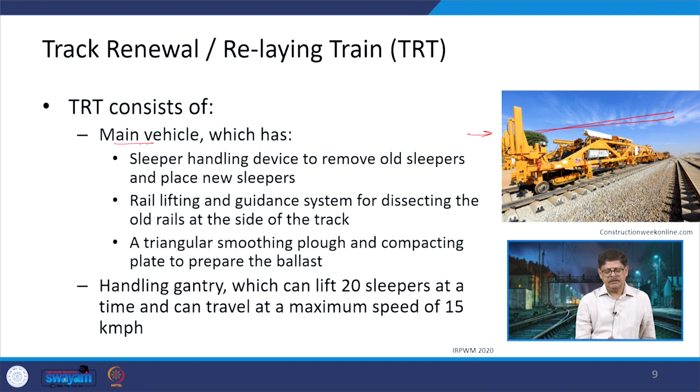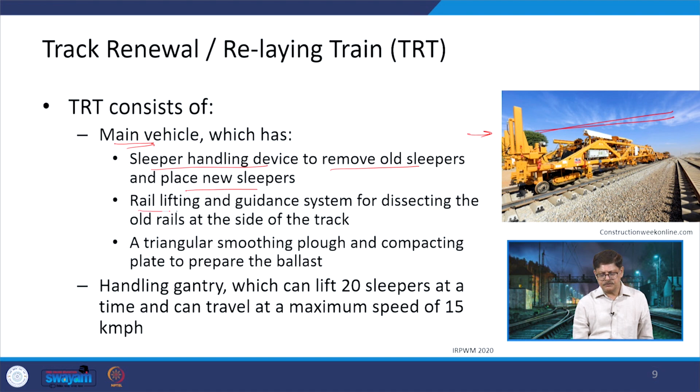It has a main vehicle which has a sleeper handling device. That means the sleepers will be put on this train, and then there is a device which will take those sleepers and put them in the particular location where they have to be placed in a square. In the case of a renewal, it can also take out the old sleepers, put them at the site, and the new sleepers will be placed in their place, and then finally the old sleepers will be taken back. So, it removes the old sleepers as well as places the new sleepers.